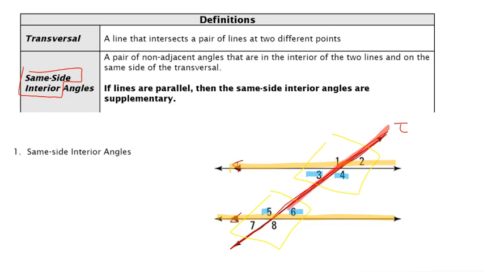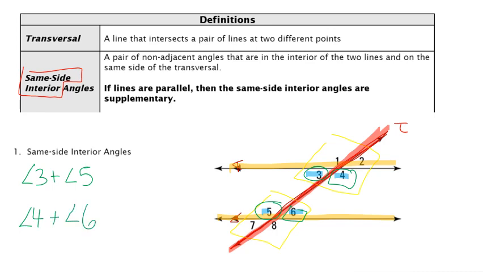So if this is our transversal, we're looking for angle pairs that are on the same side of the red line, but inside of the orange lines. So they're on the same side, but in the interior. So our answer would be angle 3 and 5 are same side interior angles. And also angle 4 and 6. So those are your 2 different pairs.